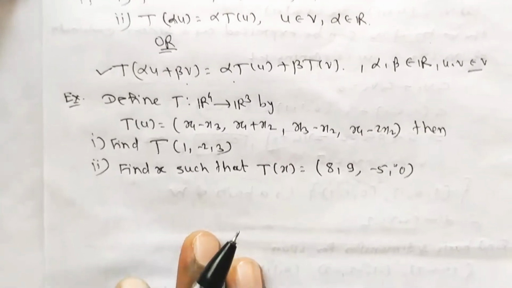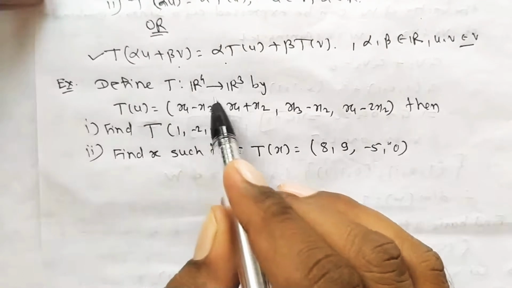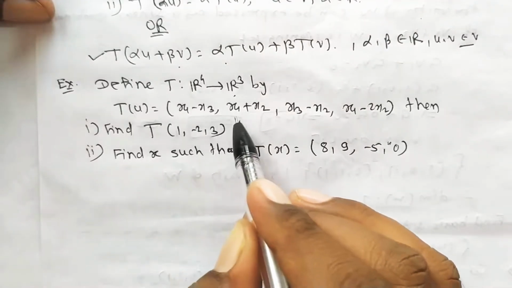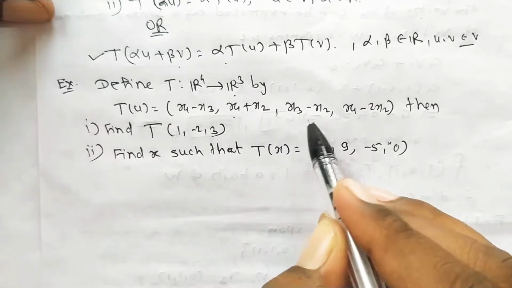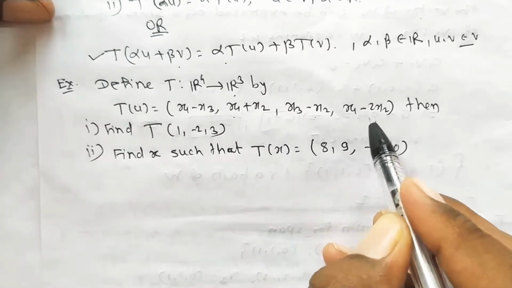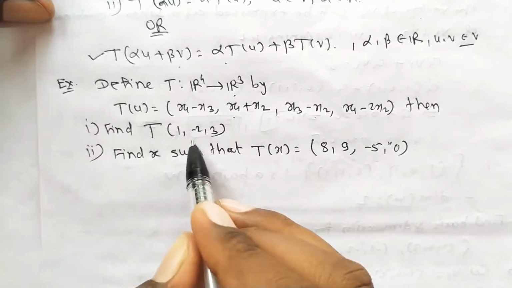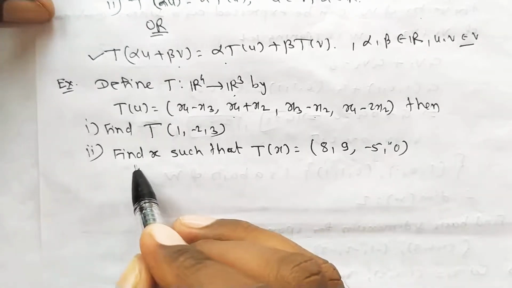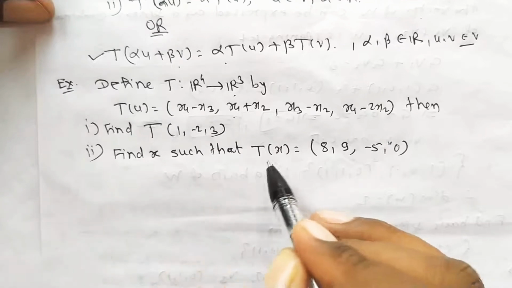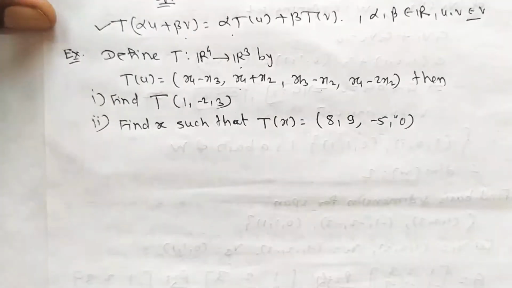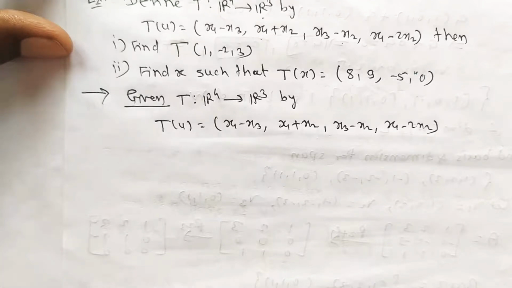So the problem is: define T from R4 to R3 by T of u is equal to (x1 minus x3, x1 plus x2, x3 minus x2, x1 minus 2x2). Then we have to find T of (1, minus 2, 3), and the second one is find x such that T of x equal to (8, 9, minus 5, 0). So we will start the solution here.